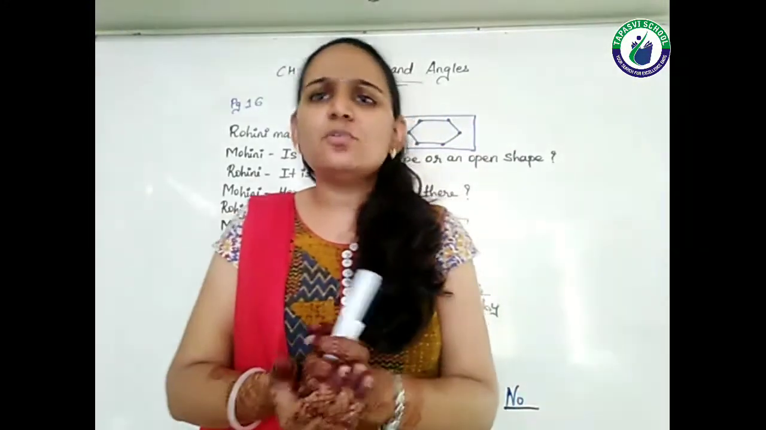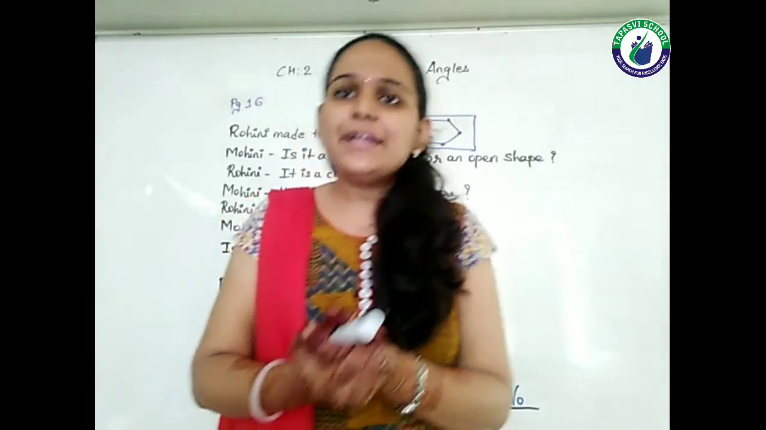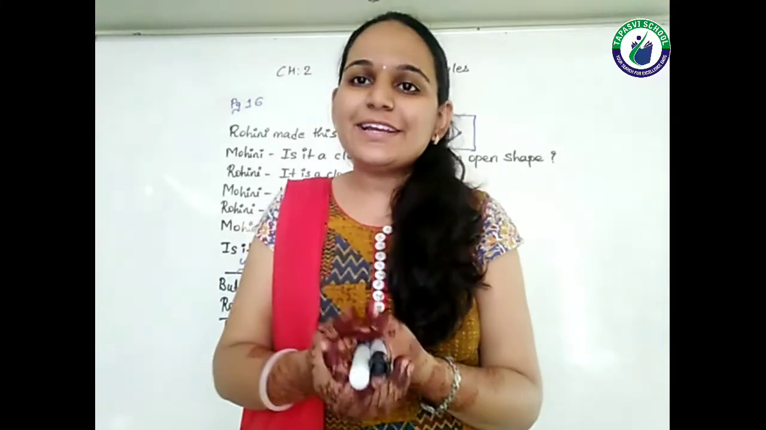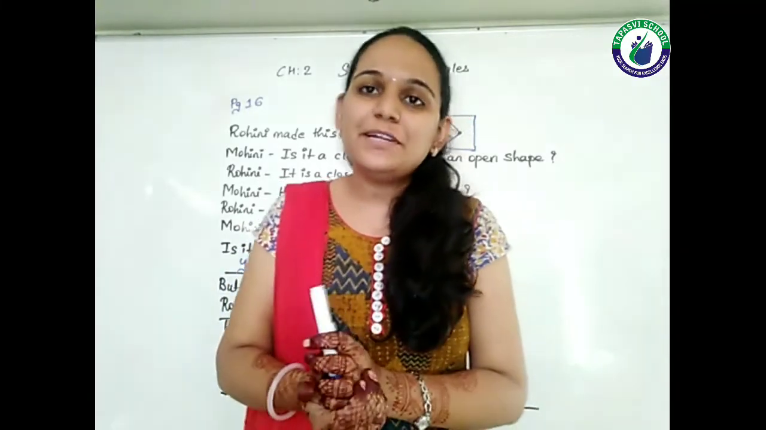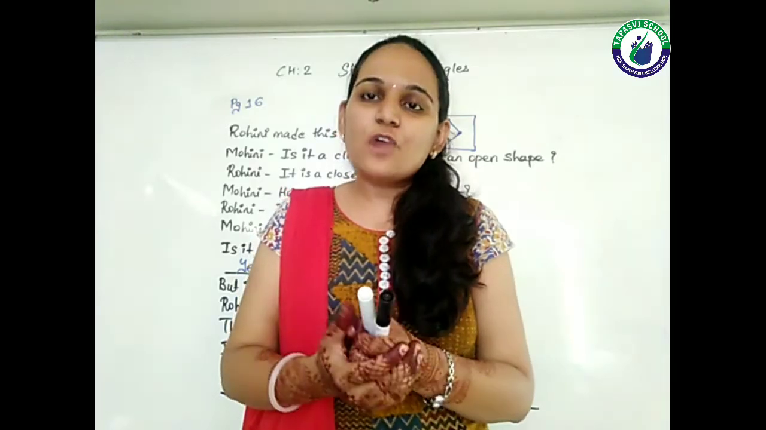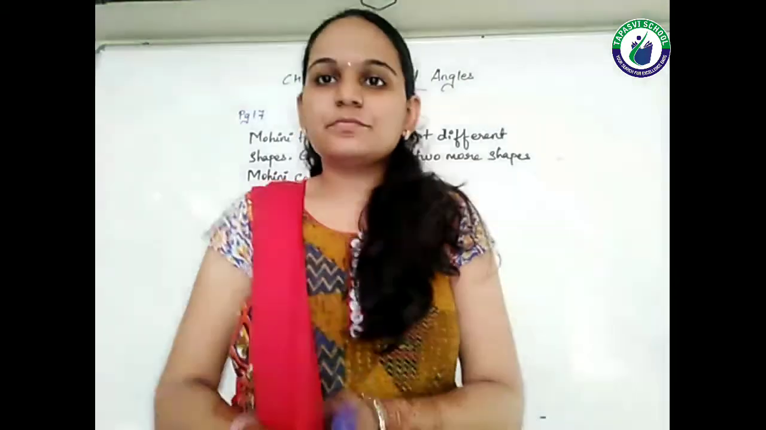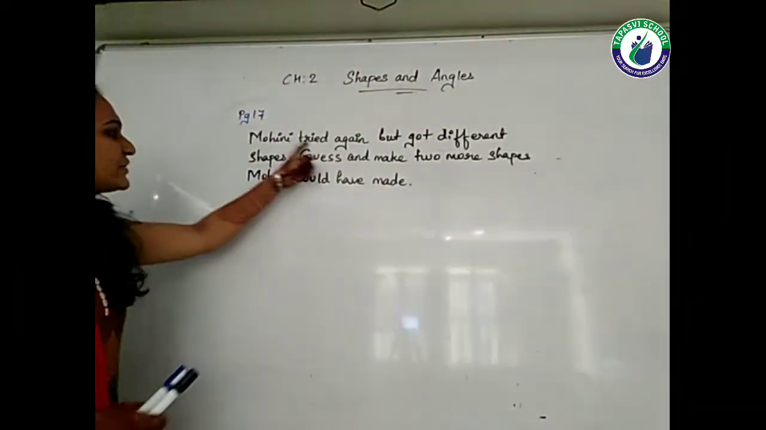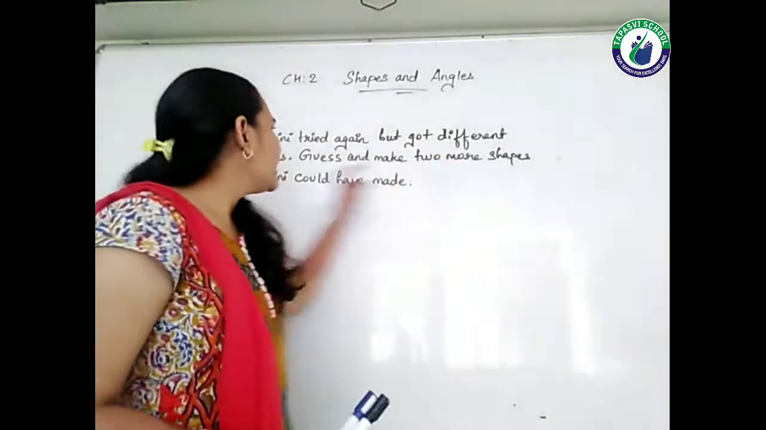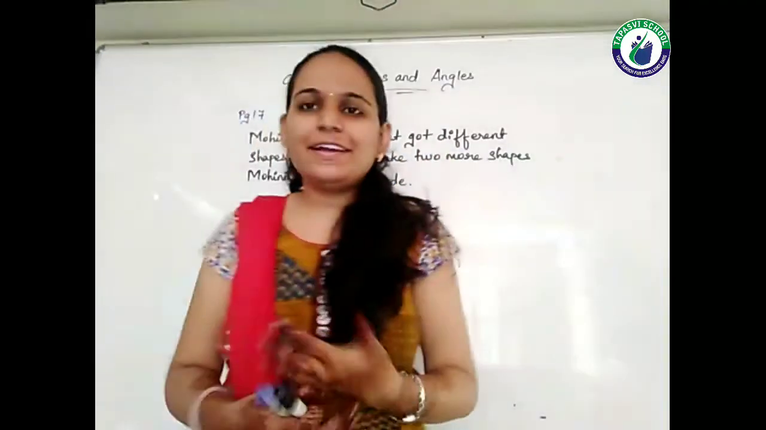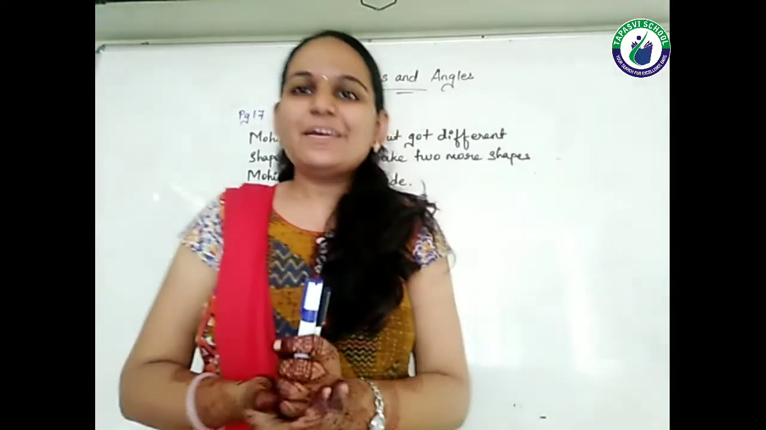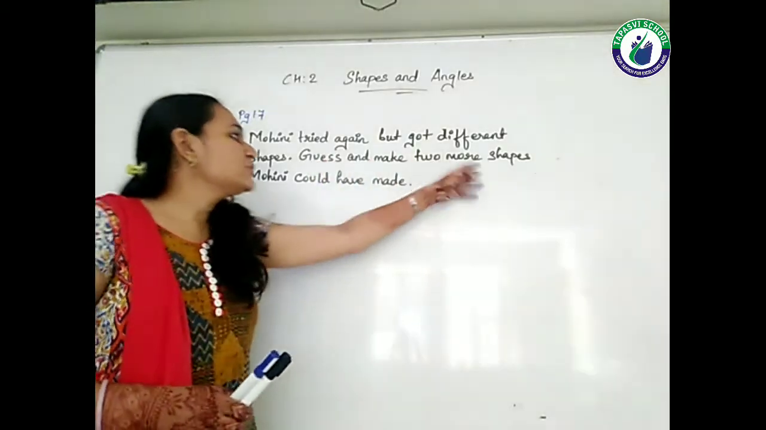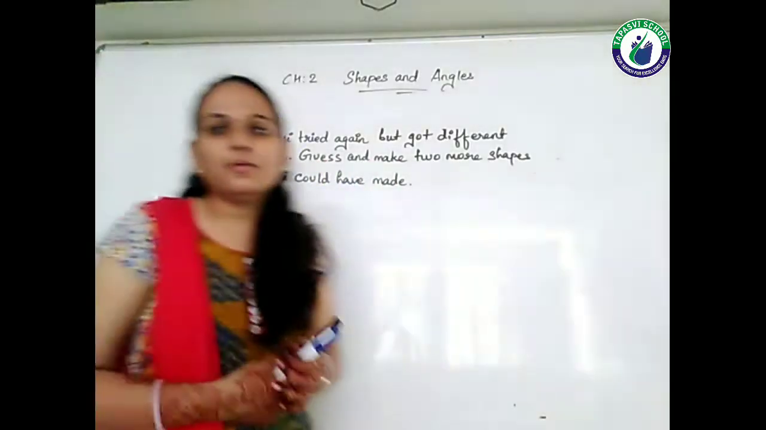You can make so many shapes with the help of 6 matchsticks, right? Every time you will be getting a different one. You can try as many possibilities as can be formed with the help of 6 matchsticks. Okay, students, now let's see page number 17, right? Mohini tried again but got a different shape. She is trying again and again, right, to get the shape which was made by Rohini. So guess and make 2 more shapes which Mohini could have made.